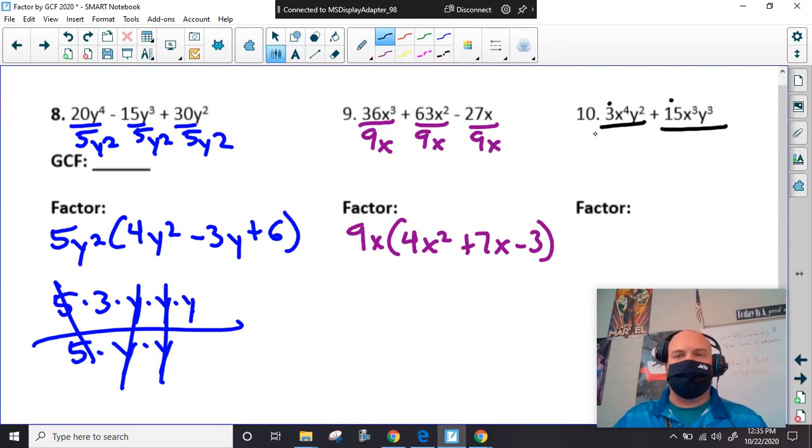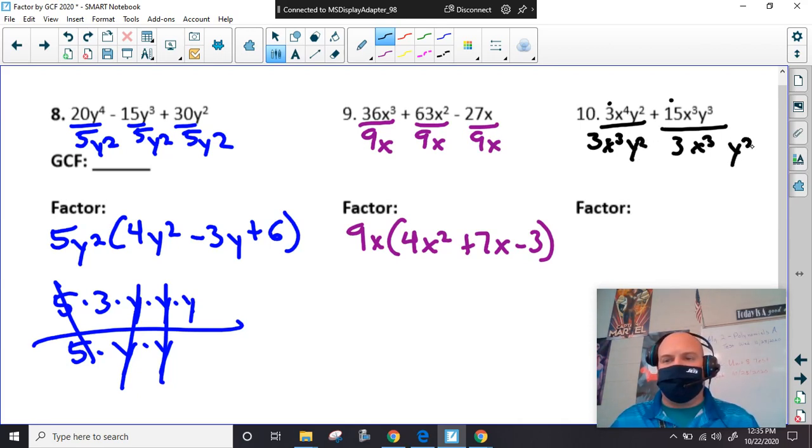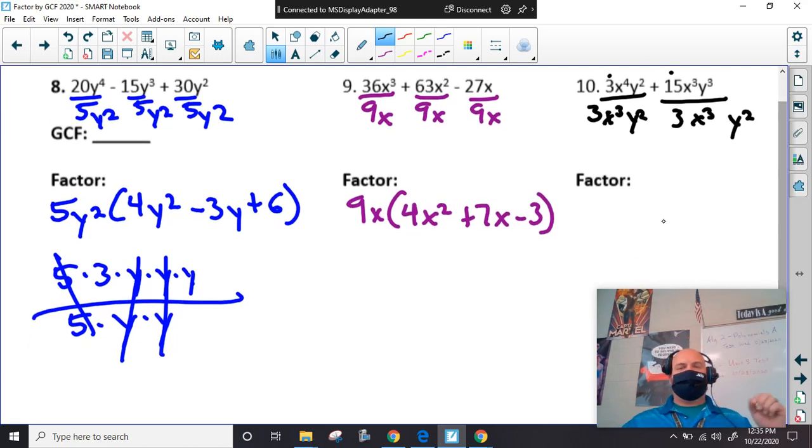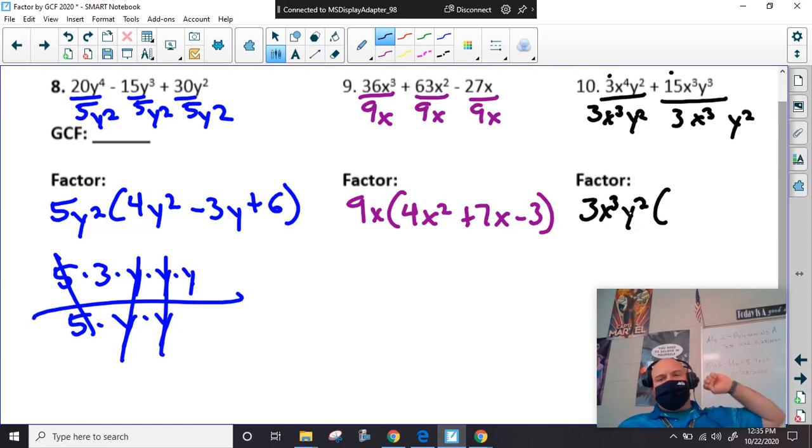All right. So, biggest number, GCF of numbers is 3. Smallest power of x's is x to the third. Smallest power of y's is y squared. Okay, so GCF goes up here. All right, the 3's will cancel. If I have 4 x's and I take 3 away, I'm left with 1.